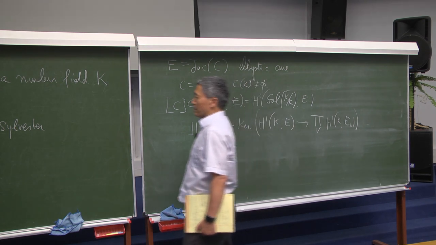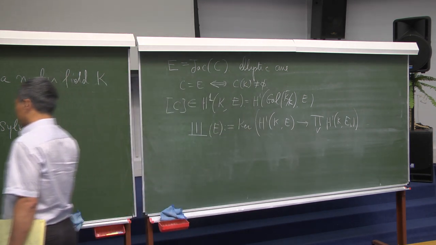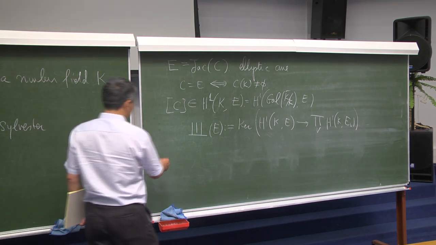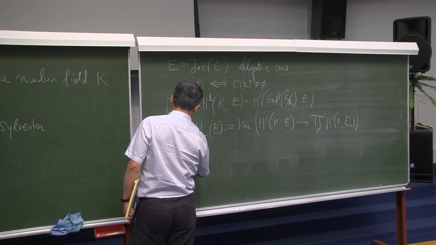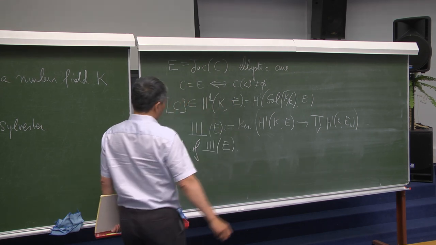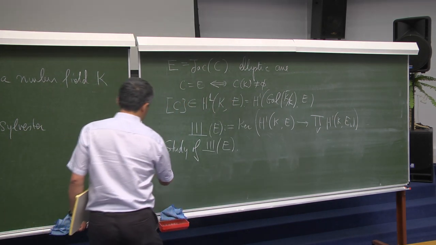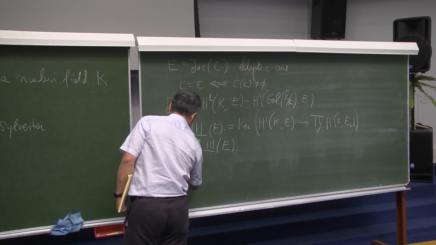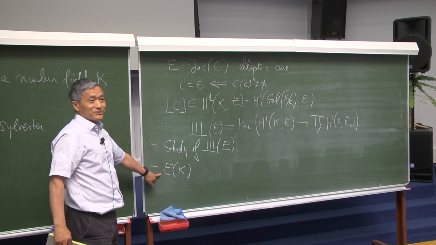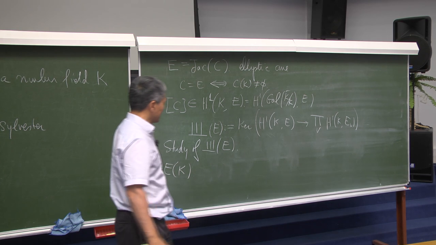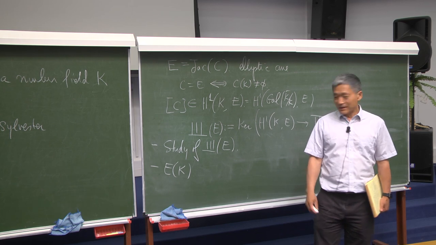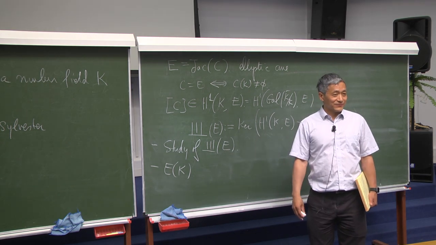So the first question about these curves essentially becomes the study of the Shafarevich-Tate group. This is one question. The second question is about E(K) itself, because if it is not empty, then it becomes the study of this group. So these are two questions. The general folklore conjecture is that both of them should be effectively computable.